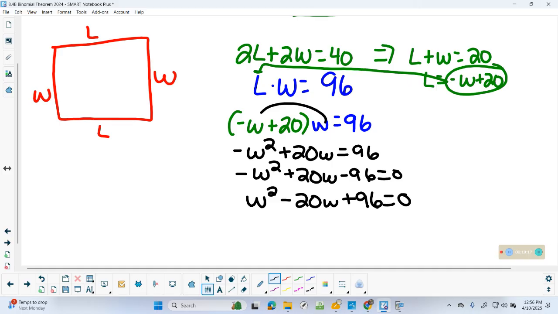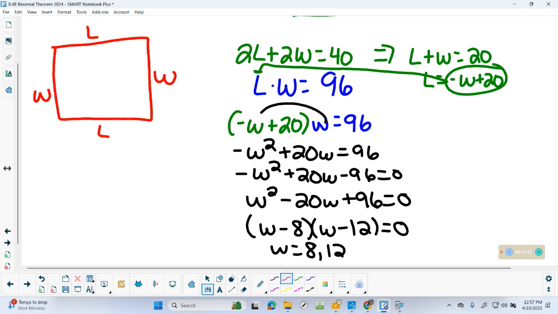All right, let's see how good we know our times tables. What two numbers multiply to 96 and add to -20? 8 and 12. Good, I heard it. Positives or negatives? Negatives. Okay, there we go. W minus 8, W minus 12. You got your answers for W, 8 and 12. I'll label them at the end.